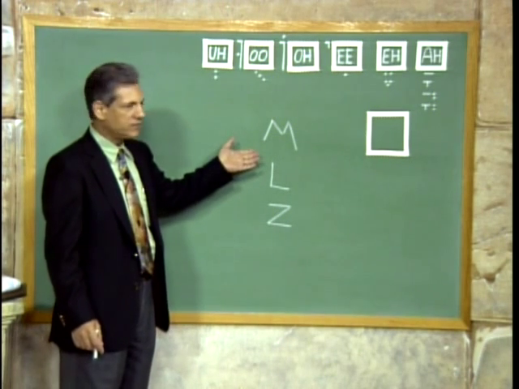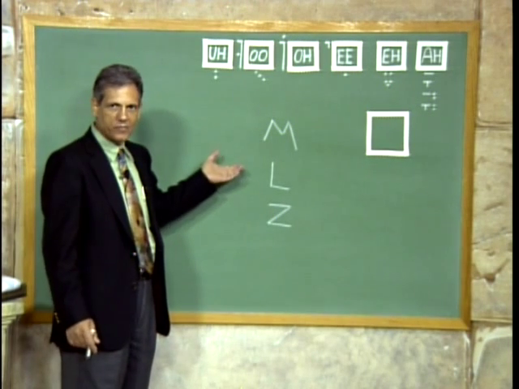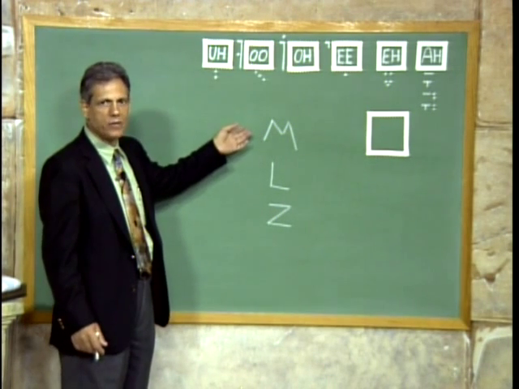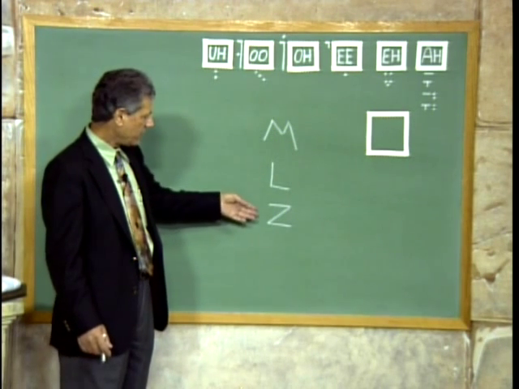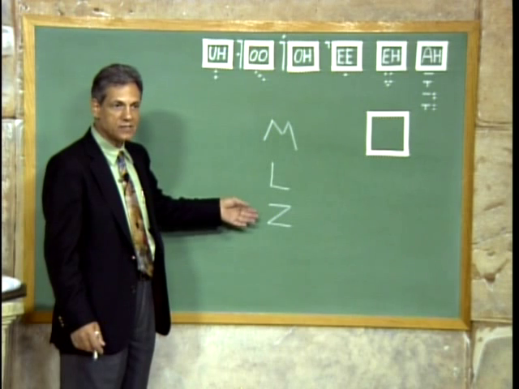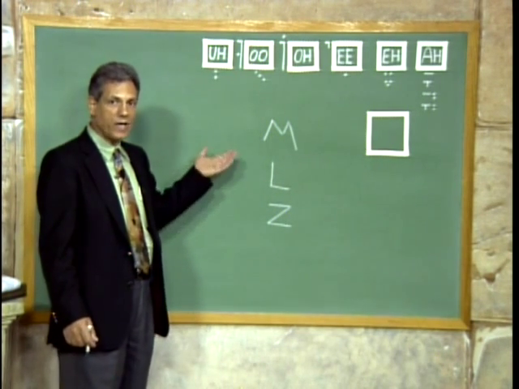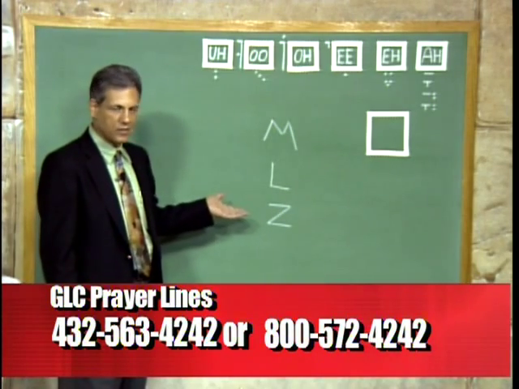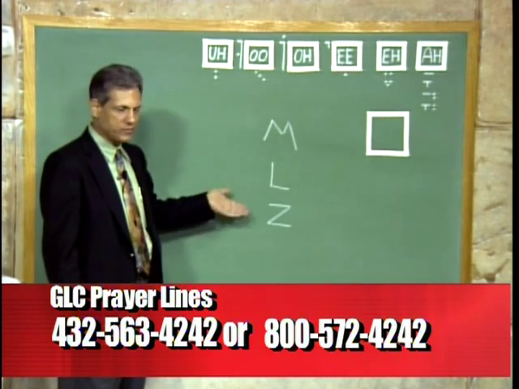Each letter is a symbol for a phonetic sound with a name. The name of this symbol is M. The name of this symbol is L. The name of this symbol is Z. They do not have sound. In order to make sounds, we need vowels. The vowels are the element that gives sounds to the letter.